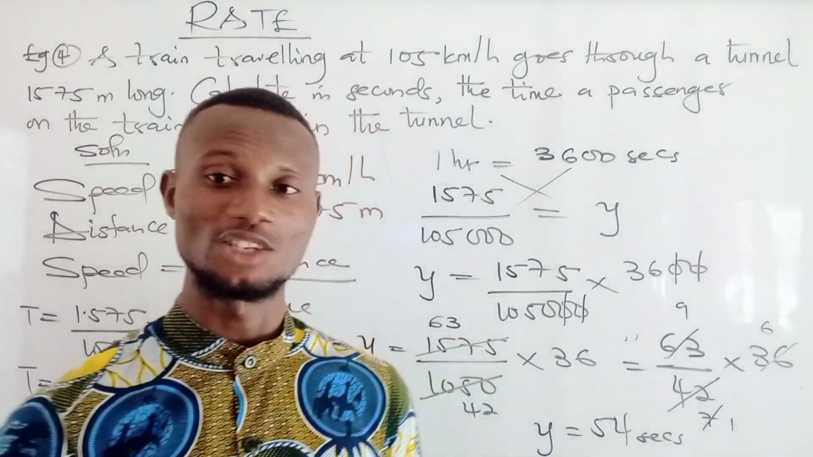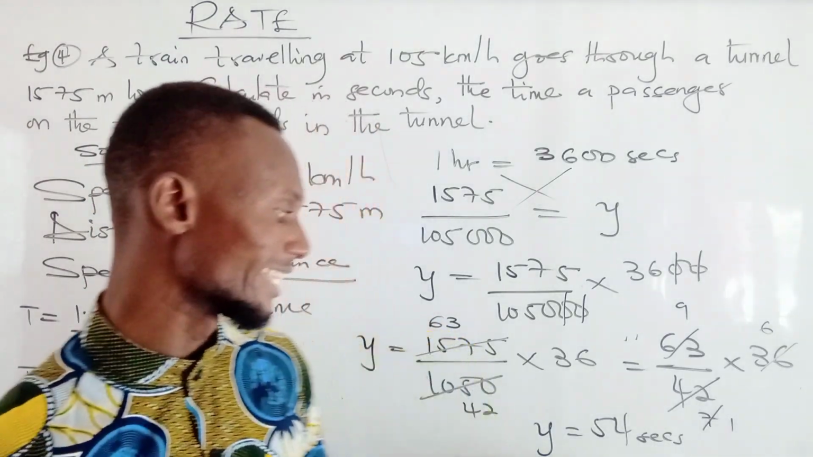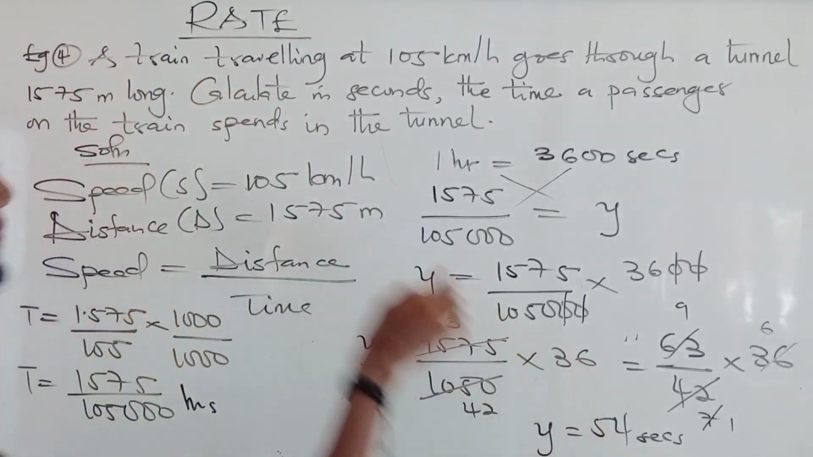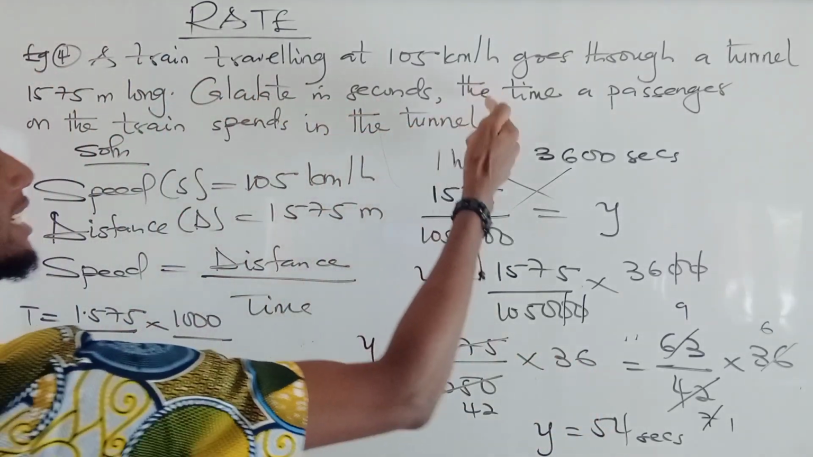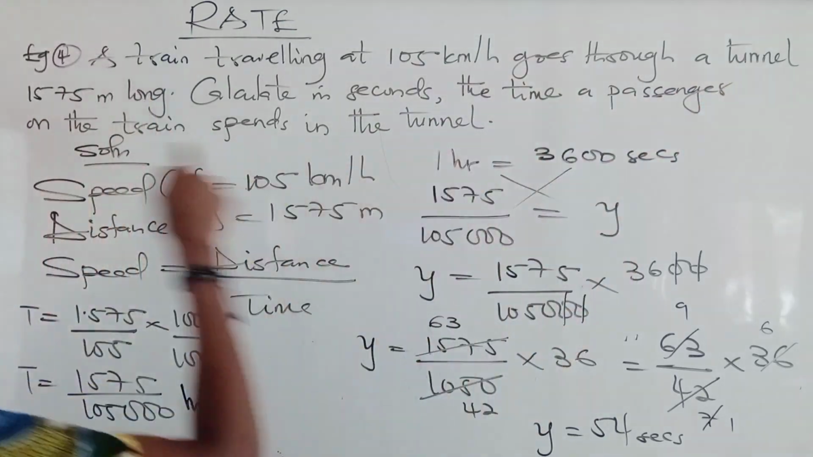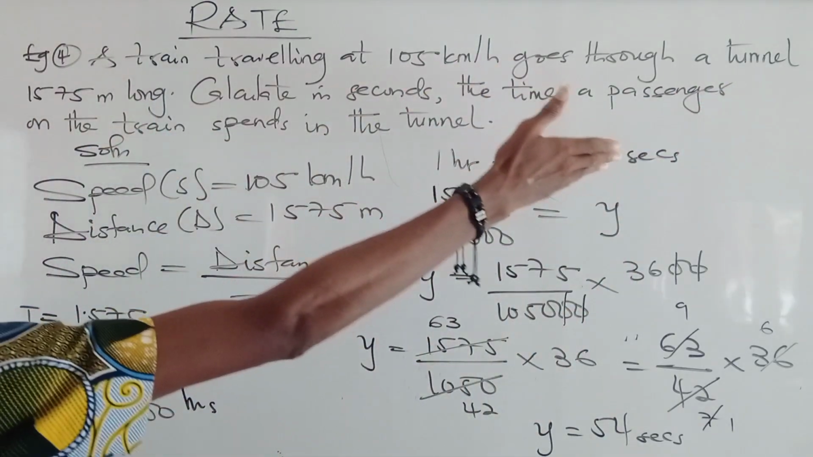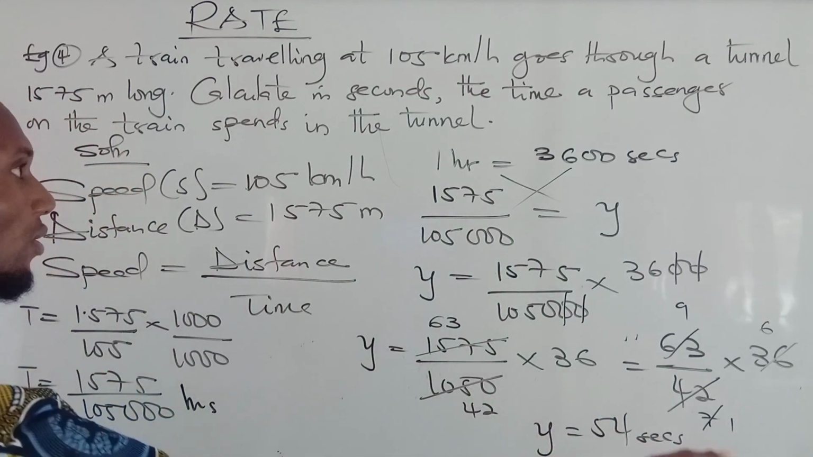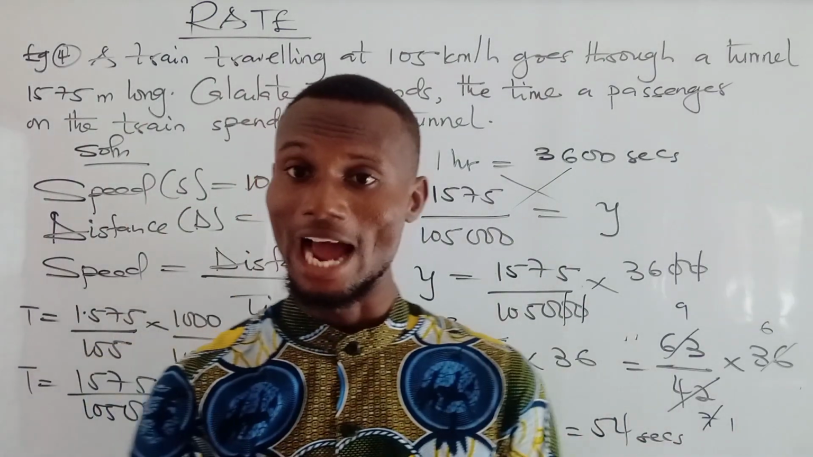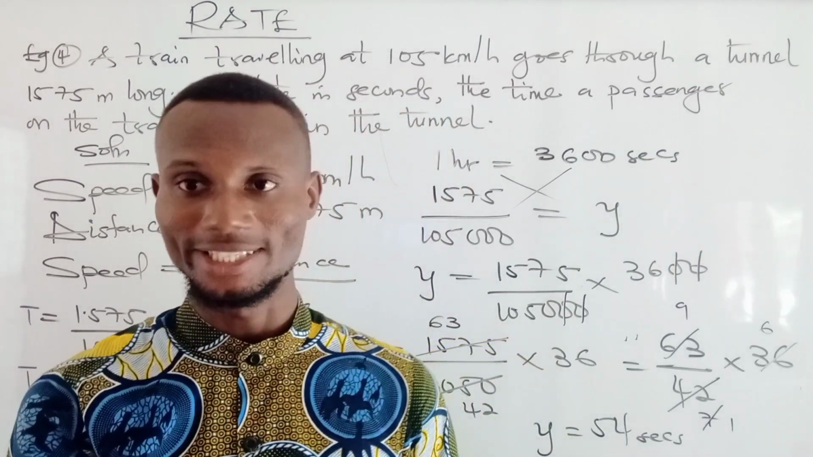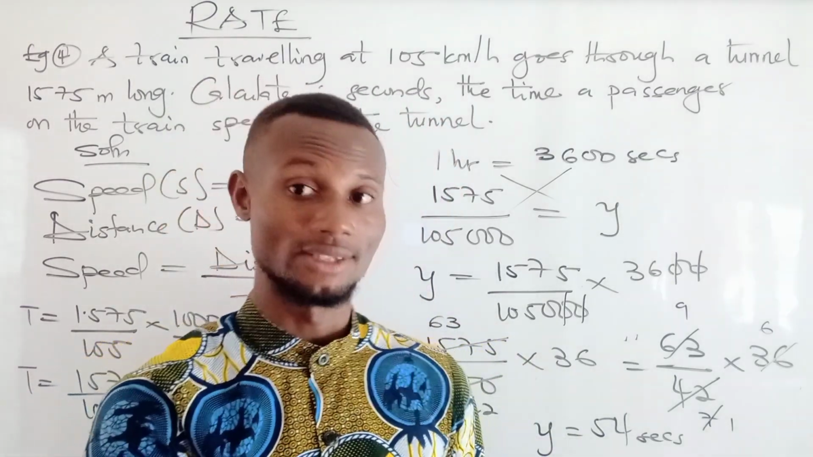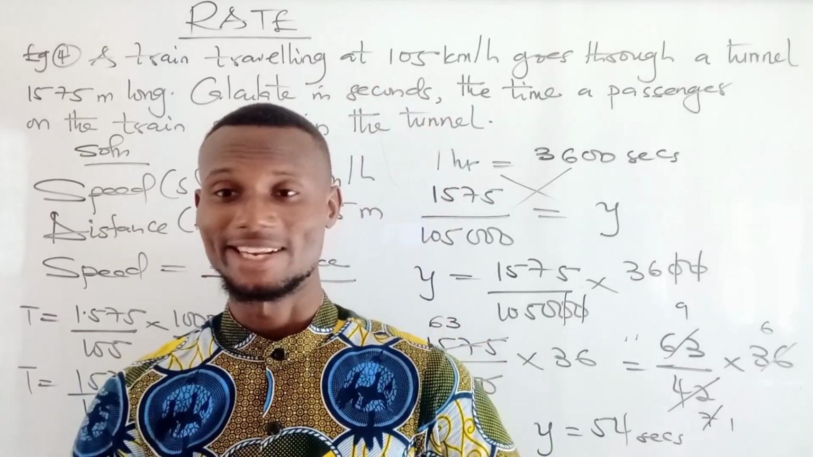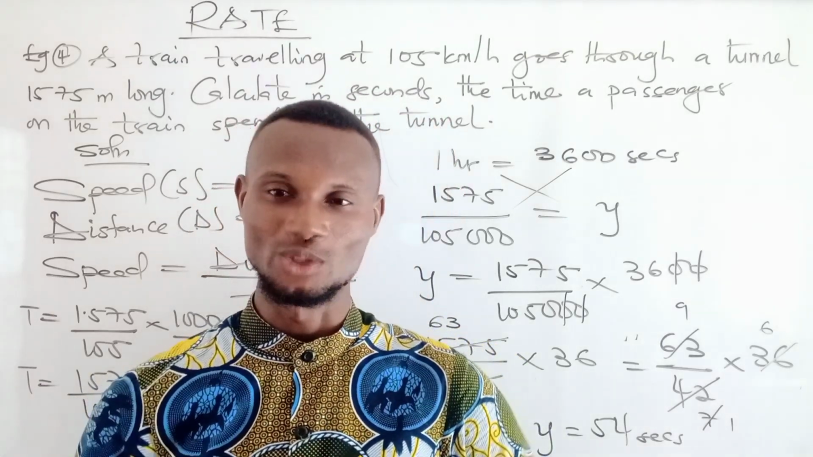So the time that we are looking for in seconds is 54 seconds. The question says that we should calculate in seconds the time a passenger on the train spends in the tunnel. So that time is 54 seconds. First we got the time in hours and we changed it to seconds using the unit conversion. I hope the explanation was clear enough and you understood it as well.